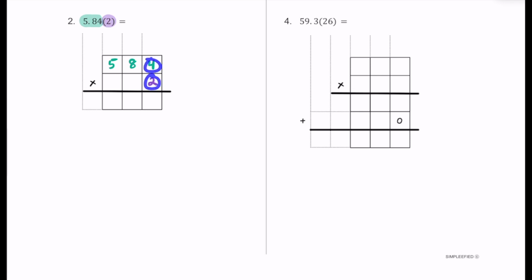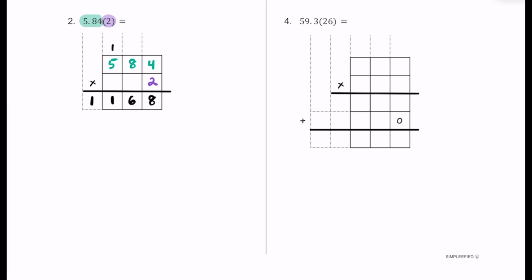So 2 times 4, that's going to equal 8. Put that on bottom here. Then take this 2 and multiply by this 8. That's going to be 16. We'll put the 6 in the tens place, 1 in the hundreds place. Then finally, 2 times 5 is going to be 10, plus this 1, which is going to be 11. Put the 1 in the hundreds place, then 1 in the thousands place.